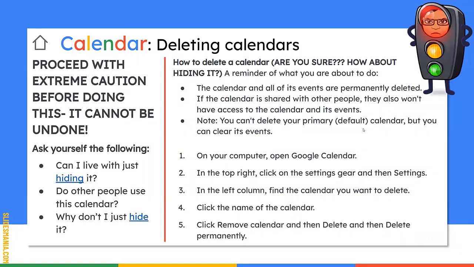And you have a primary calendar, that's the one with the same name as your Google name. You can't delete that one ever. You can't ever get rid of that one. Okay, that's your main calendar. You can't get rid of it, but you can clear the events. I'm not even going to show you how to do that. I'm going to make you look that up if you want to do that, because I find that very dangerous.